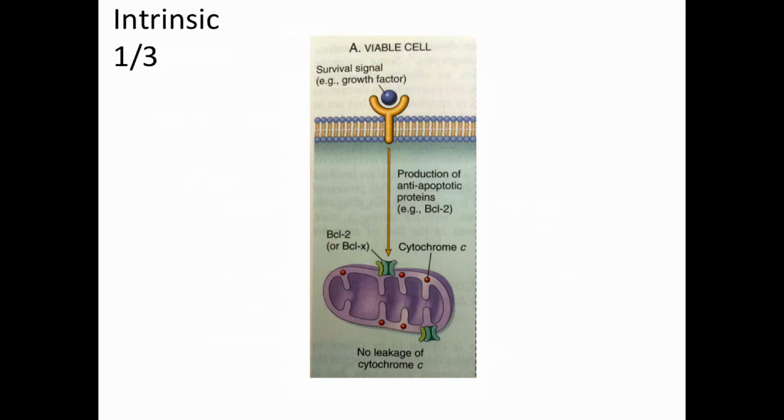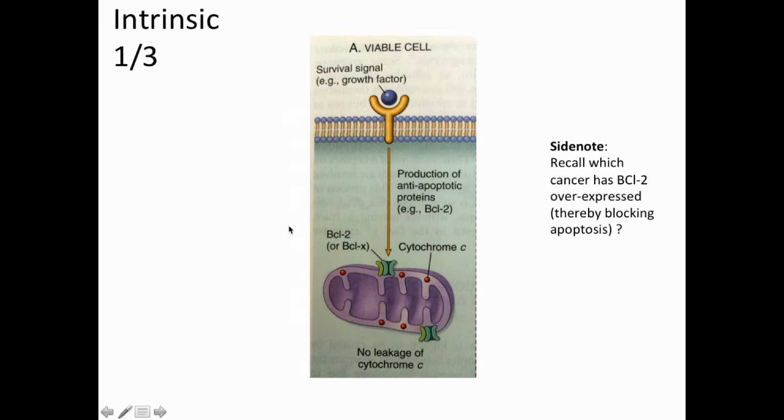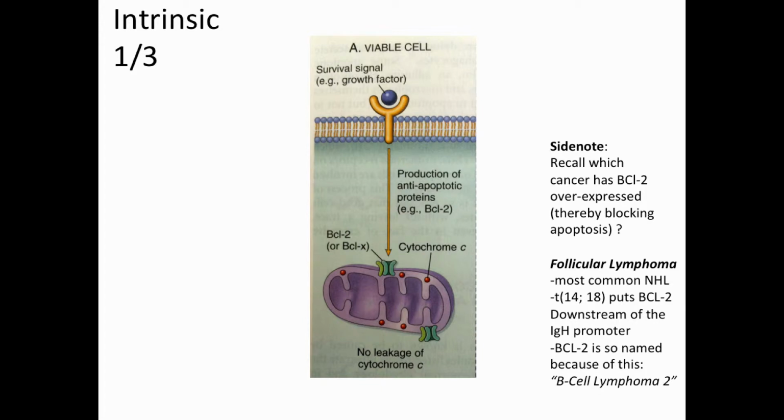First, just think about what's normally going on in a cell. There are normal survivor signals. These enable the production of proteins, in particular BCL2, which stays on the mitochondrial membrane and prevents cytochrome C leakage. Right, just like this shows right here. No leakage of cytochrome C. Now, just as a side note, do you recall which cancer has BCL2 overexpressed? By overexpressing it, cytochrome C can't leak out, which is a critical thing of apoptosis, so it blocks apoptosis. The cancer is follicular lymphoma.